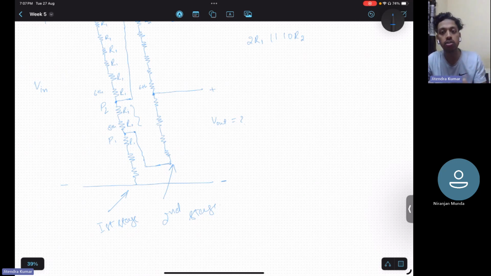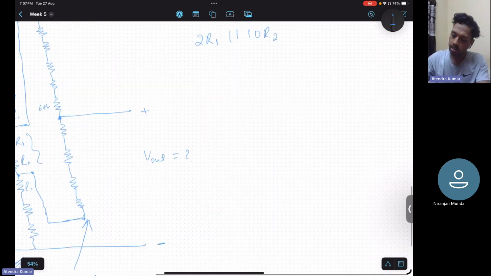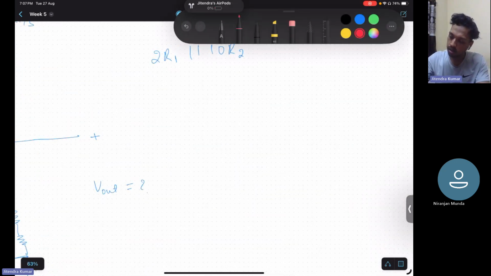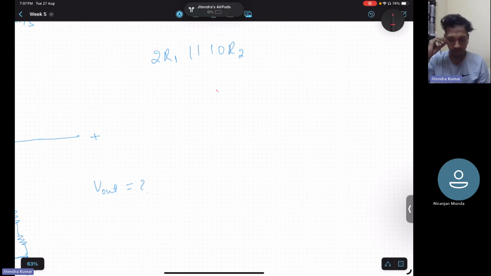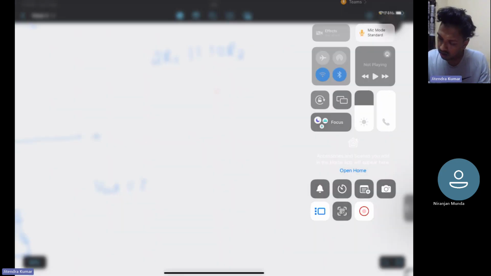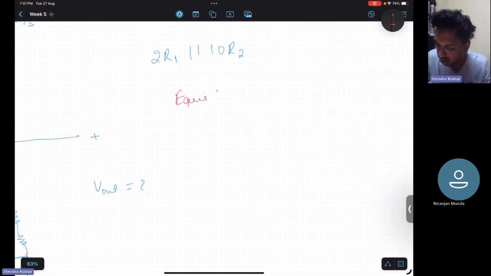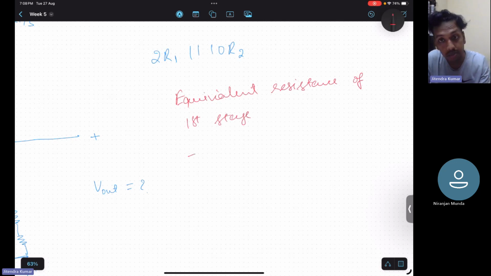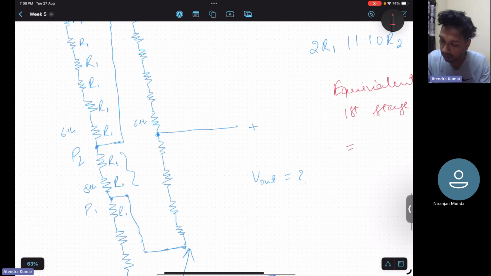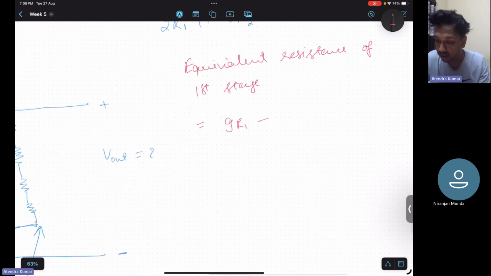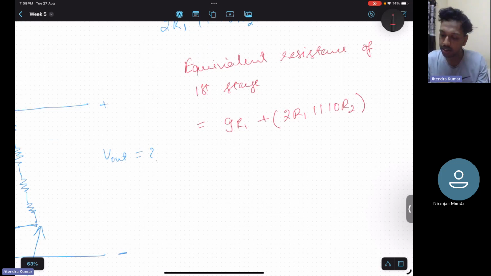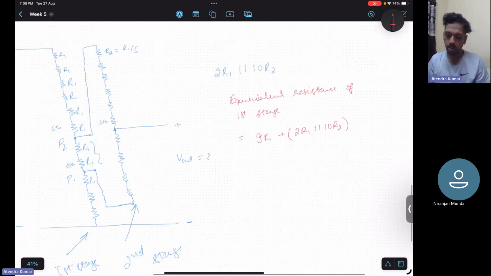So let me write the equivalent resistance of the first stage. The equivalent resistance of the first stage is nothing but 9R1 plus 2R1 in parallel with 10R2, isn't it? I hope it is fine till now.